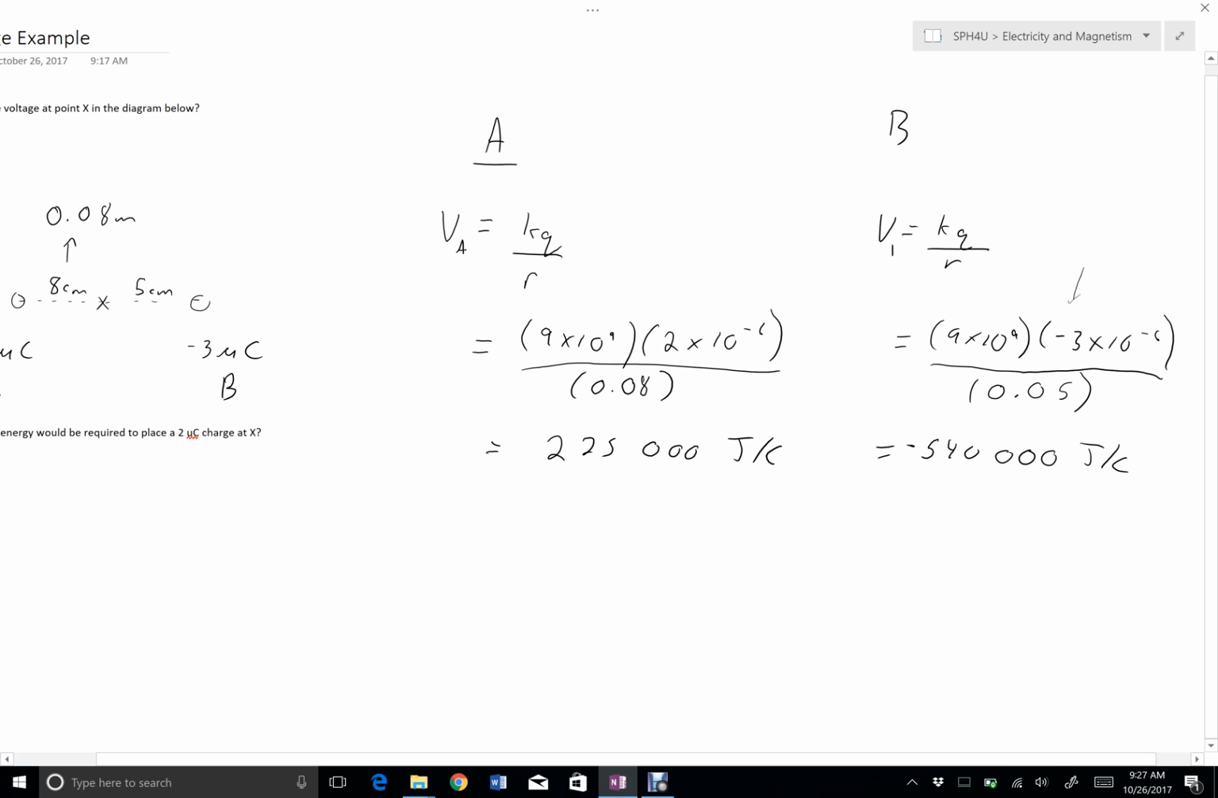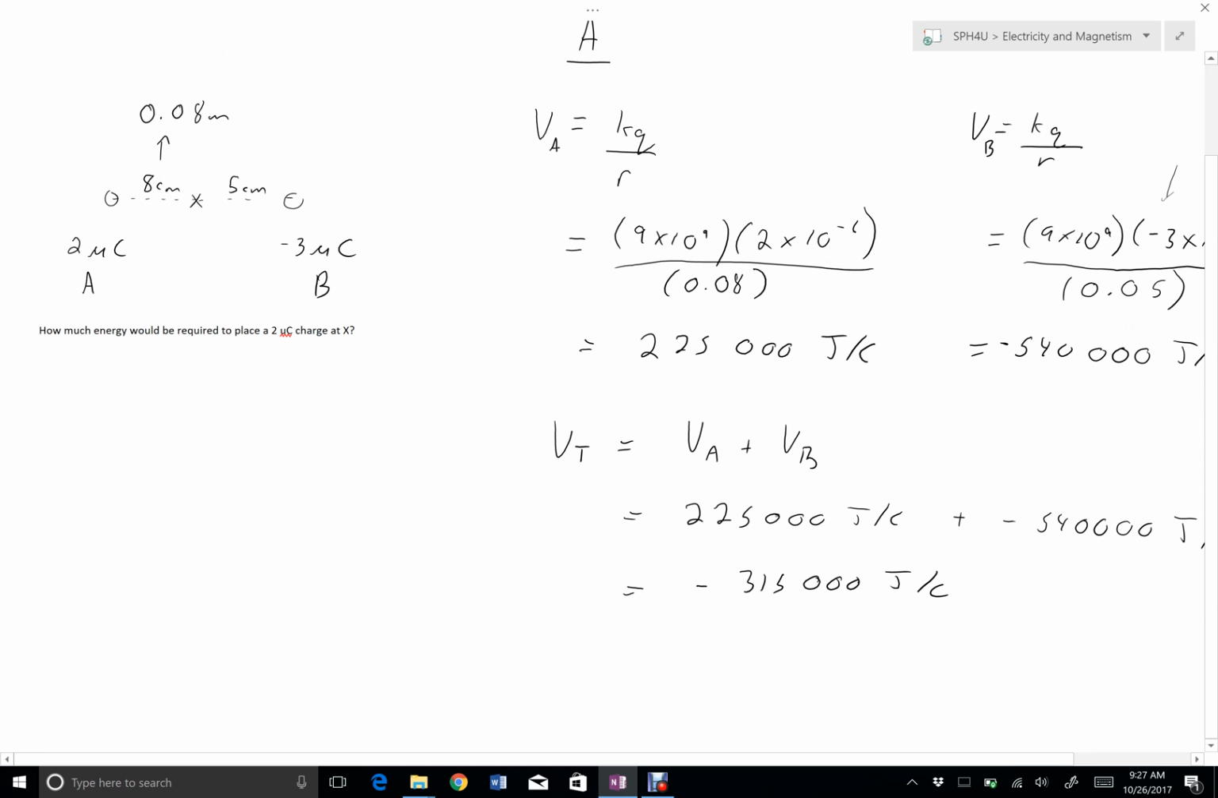And so remember, with voltages, I can find the total voltage by simply summing the individual voltages. So I got 225,000 and negative 540,000. And so my overall voltage is negative 315,000 joules per coulomb.